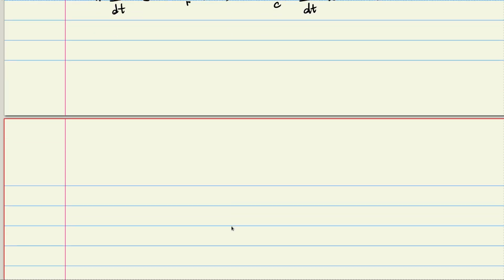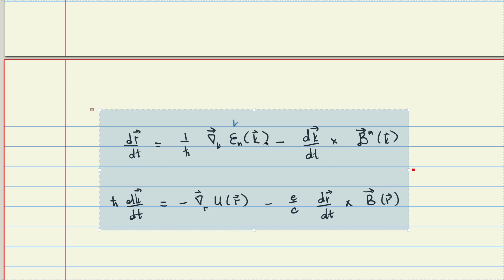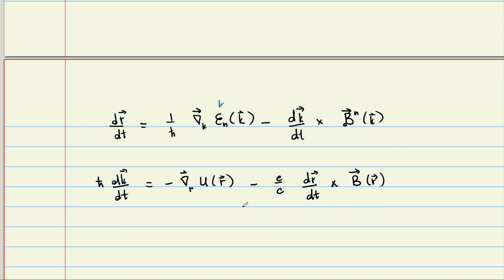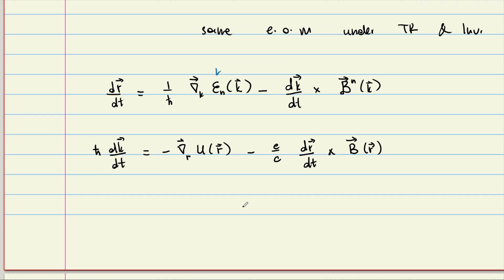I want to consider both time reversal and inversion separately. Let's copy to save some time. So now first time reversal, so this is TR. T goes to minus T, so there's like a minus. K goes to, T goes to minus T.